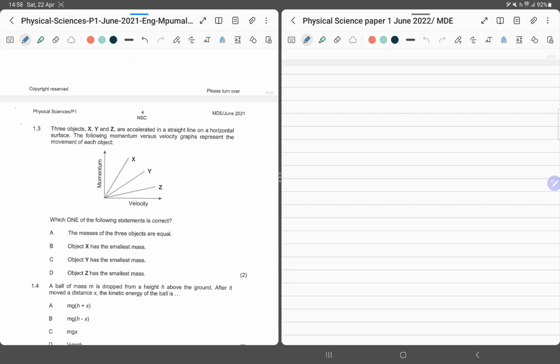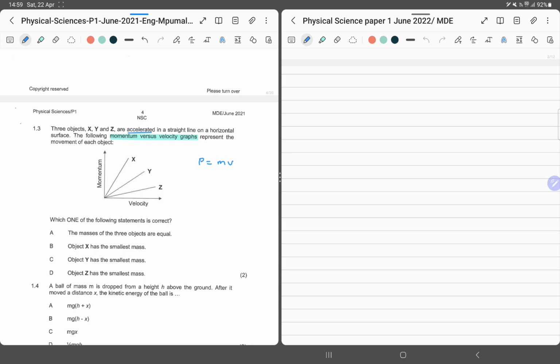1.3 says 3 objects X, Y, and Z are accelerated in a straight line on a horizontal surface. The following momentum versus velocity graphs represents the movement of each object. So we can see this graph is for x, and now we see that the momentum is on the y-axis while the velocity is on the x-axis. So what is happening? Well, the formula that governs all of this is this one. Momentum is the product of mass of an object and its velocity.